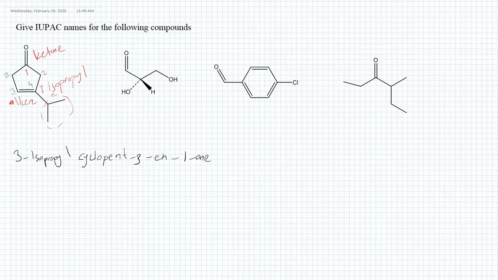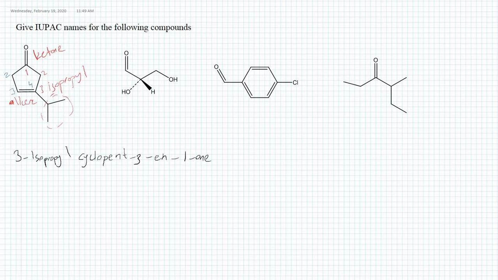So this is 3-isopropyl cyclopent-3-en-1-one, and we have to say 3-en, because the location of the alkene is 3 and the location of the ketone is 1. When you have 1, you don't have to specify it. So if you write cyclopentanone, it's going to be also a correct naming. So let's move to the second molecule.